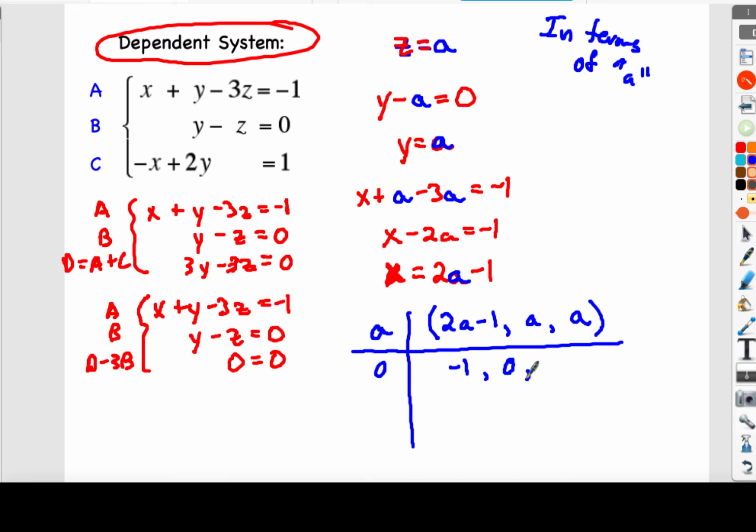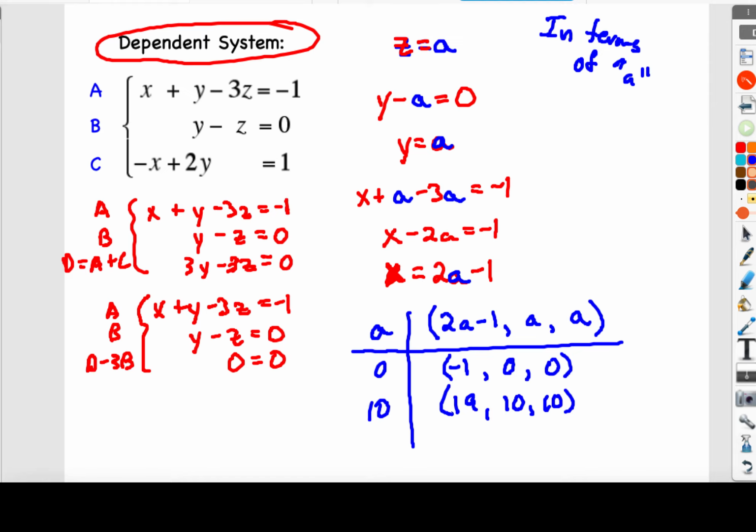And again, a is just whatever I named. So I guarantee you the point (-1, 0, 0) would be a good solution to my system. I could also pick a number like 10, right? 20 minus 1 would be 19, 10, 10. And I'll tell you that (19, 10, 10) is also a solution to my system. I can pick whatever a value I want, and I guarantee you that we'll get a solution to that system.